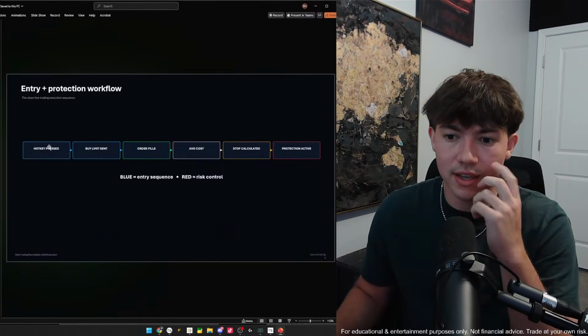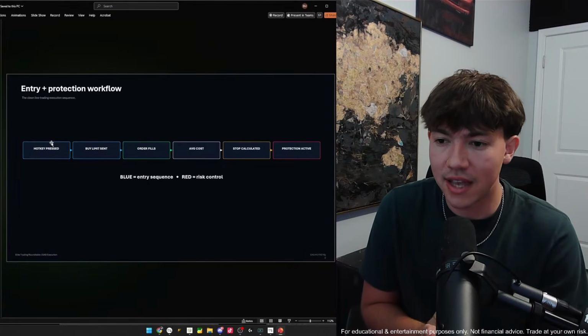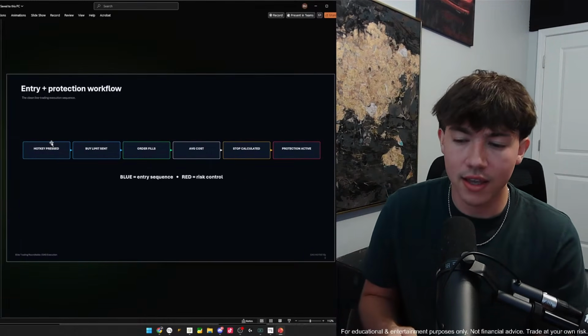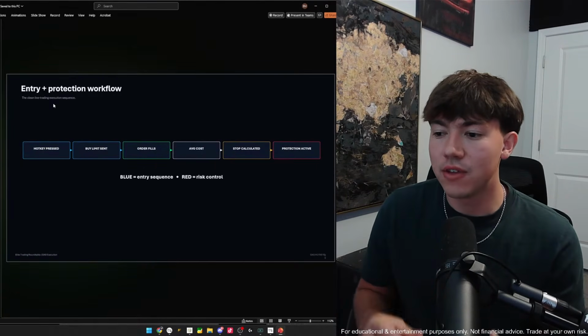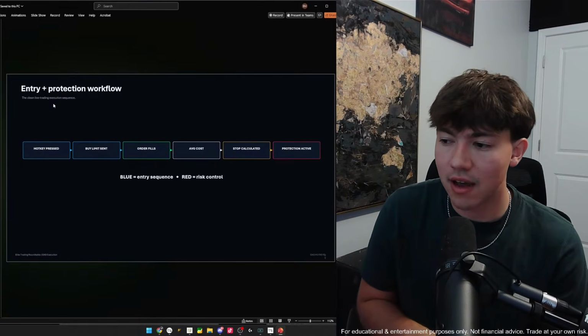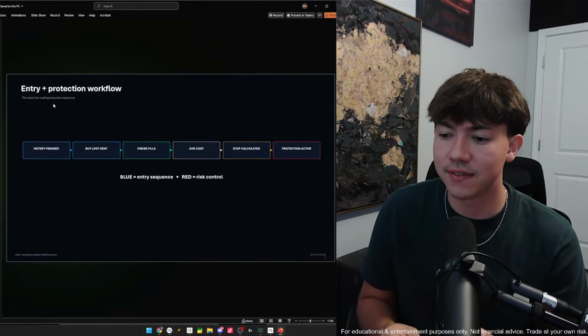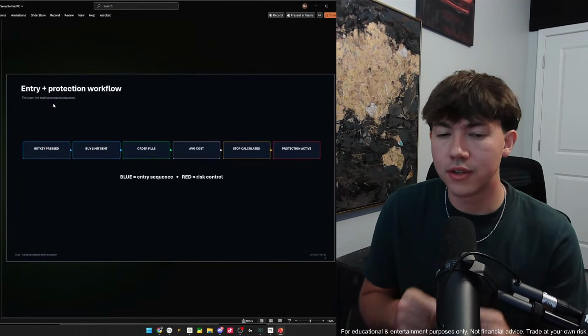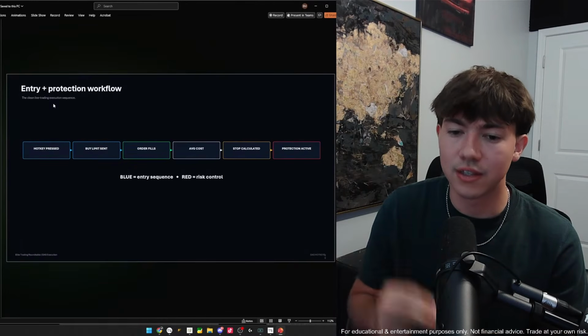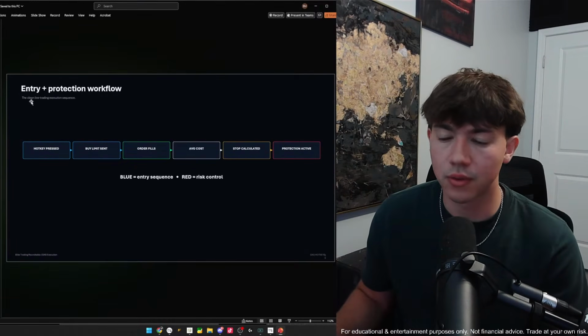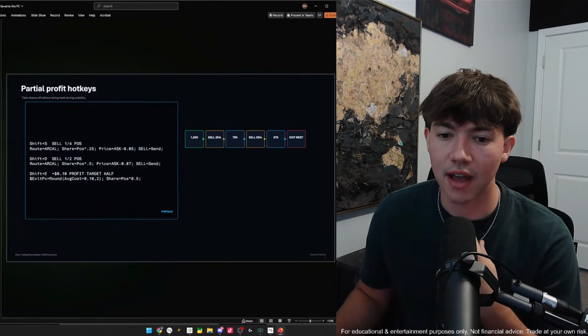So the entry protection workflow that we're looking at: your hotkey is pressed, the buy limit order gets sent, the order fills, and then you have an average cost. The stop is automatically calculated, and then the protection is activated. Once your order is connected to the market, it creates that trigger order and gets placed to the market. So very simple, very easy, and very fast.